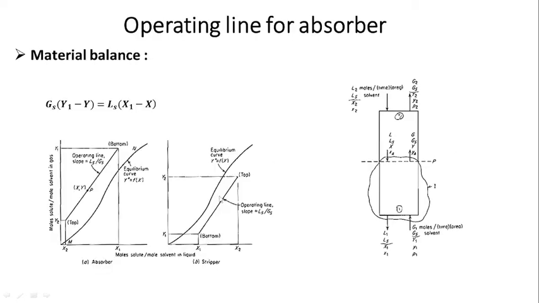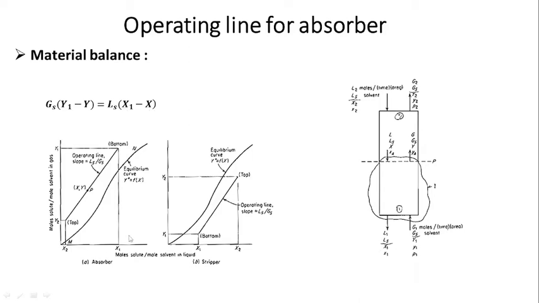Next is the material balance of absorber. So we add all the inlet. Let P be the strip that is considered for control volume analysis. So we perform the material balance in this strip, and we get this equation: Gs into (Y1 minus Y) equal to Ls into (X1 minus X).